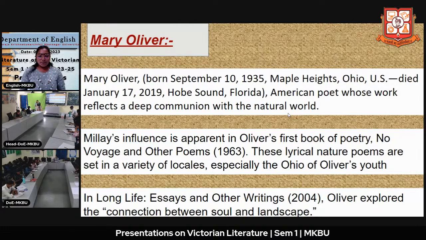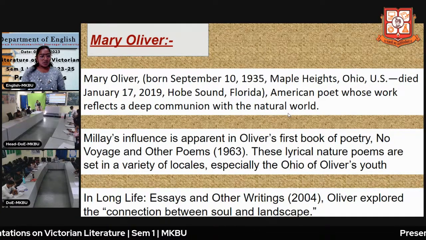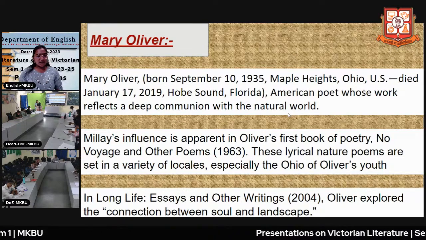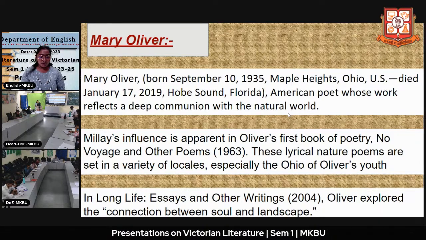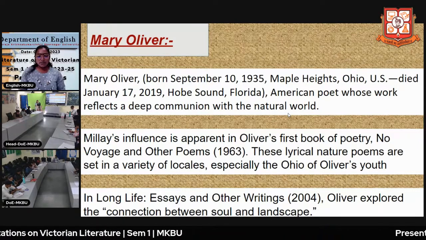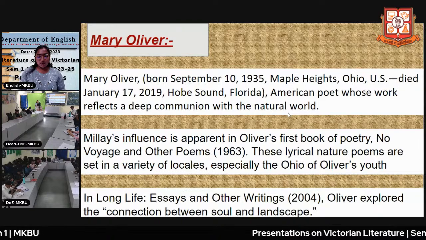Millay's influence is apparent in Oliver's first book of poetry, No Voyage and Other Poems. These lyrical nature poems are set in a variety of locales, especially the Ohio of Oliver's youth. In Long Life: Essays and Other Writings, 2004, Oliver explored the connection between soul and landscape.